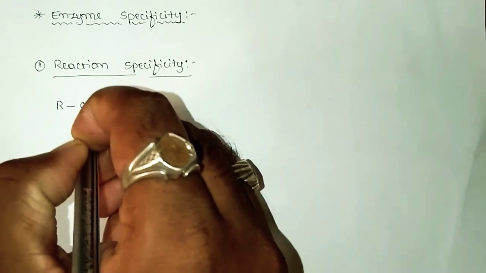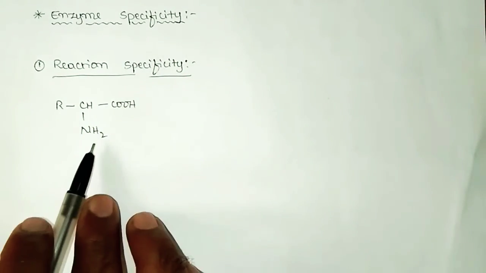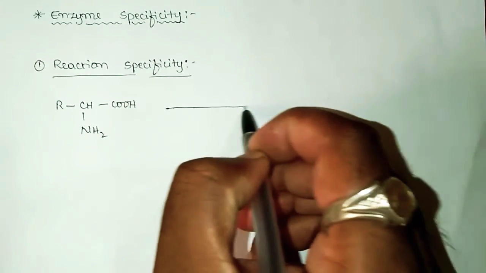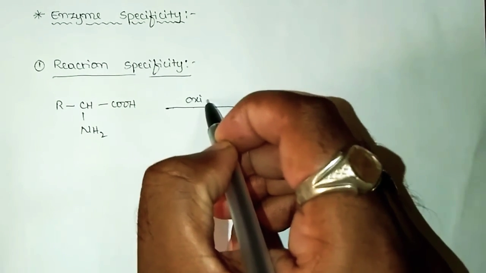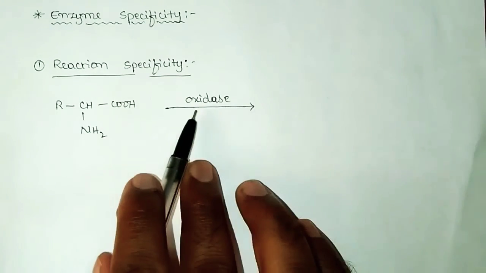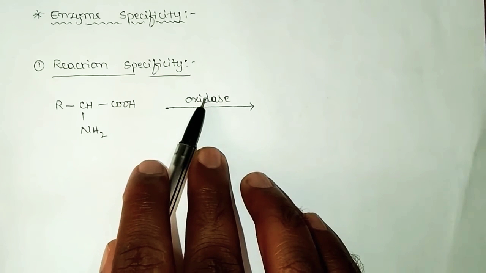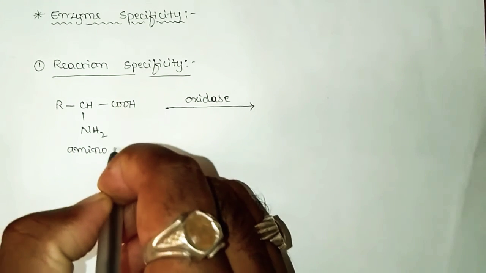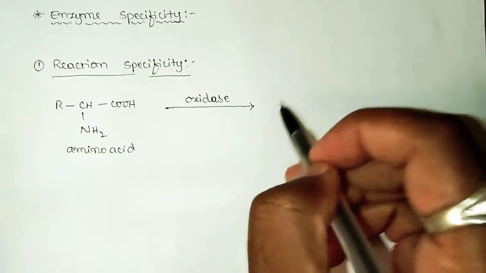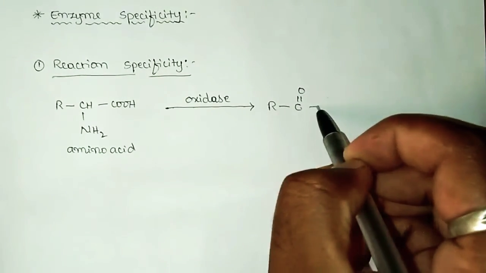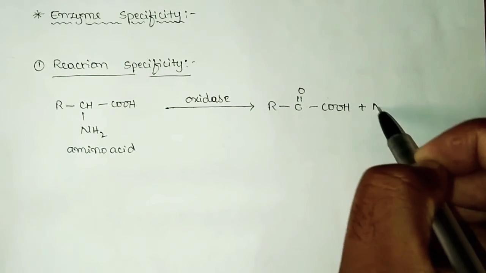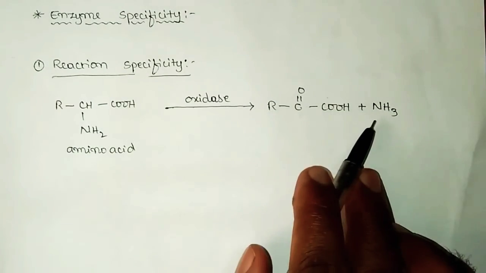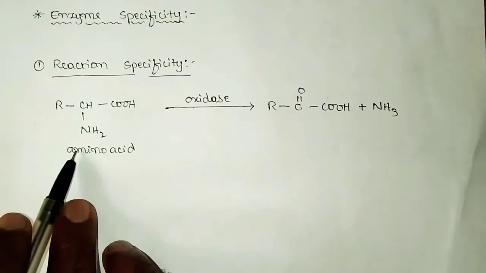So let us consider one simple example. Let us consider an amino acid molecule, RCH(NH2)COOH. When we perform catalysis on this amino acid molecule with the enzyme oxidase, the name itself tells you this is the enzyme which performs oxidation. So when this amino acid molecule is oxidized in the presence of the enzyme oxidase, that results in the formation of RCOCOOH with the elimination of NH3. So ammonia got eliminated.